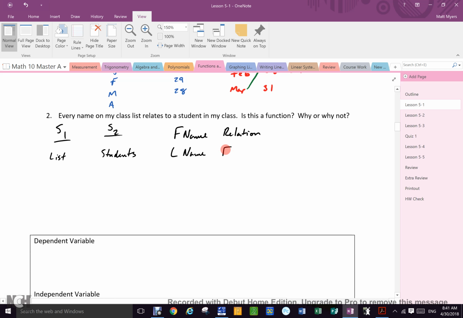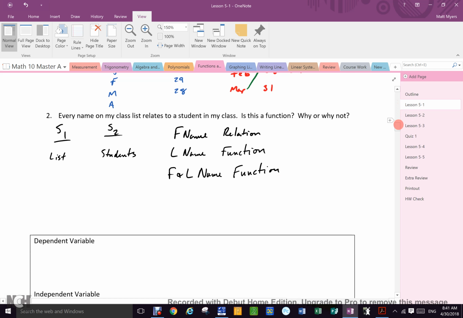So last name is a function. And then first and last name is also a function. Does everybody understand? Are we all good with what defines a function and a relation?